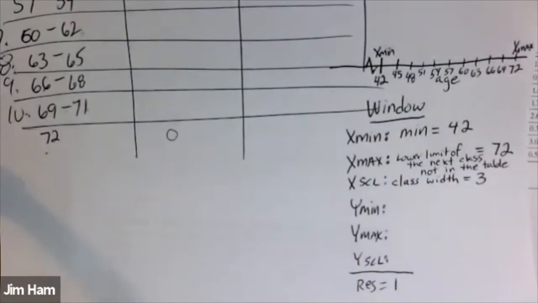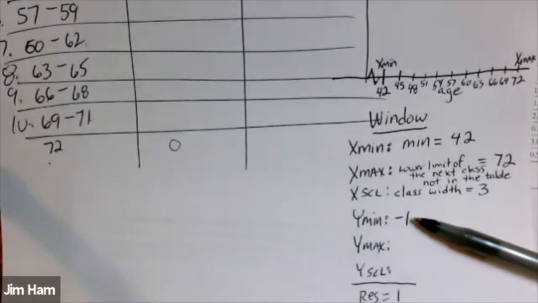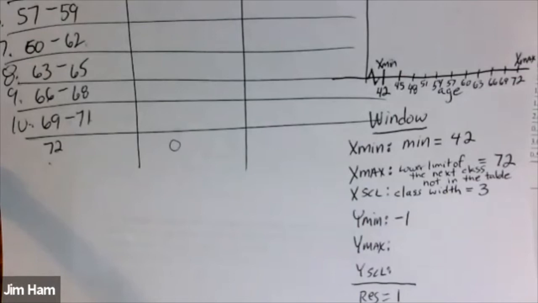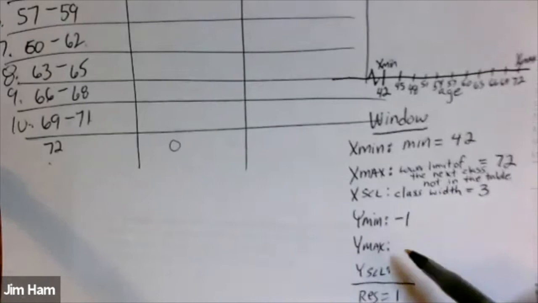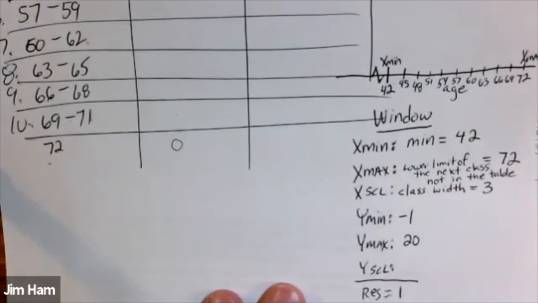All right, so for the Y min, I always put negative 1. And this is frequencies, right? So that's all these numbers in this column. And they're all positive whole numbers. But I always put negative 1 so I can see the horizontal axis. If you just start at zero, the horizontal axis will sit at the bottom of your viewing window and you might not recognize it. The Y max, just set some larger number. We've got 40 data values, so maybe the highest bar will be 20. If it's not 20, we can go back and change it. And then the Y scale, maybe we'll jump by twos.